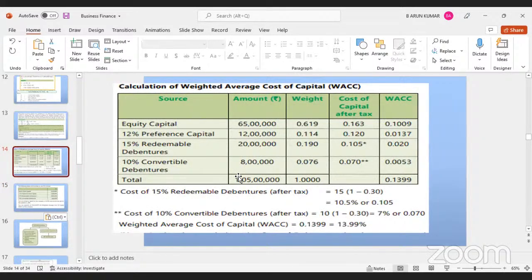In total, the amount we are collecting from the different types of sources is 1 crore 5 lakhs. Based on that, we are giving the weights. This 1 crore 5 lakhs is equal to 1. How much percentage are we collecting from the equity shareholders, how much from preferential shareholders, and how much from the debenture holders? The entire 1 crore 5 lakhs is equal to 1.